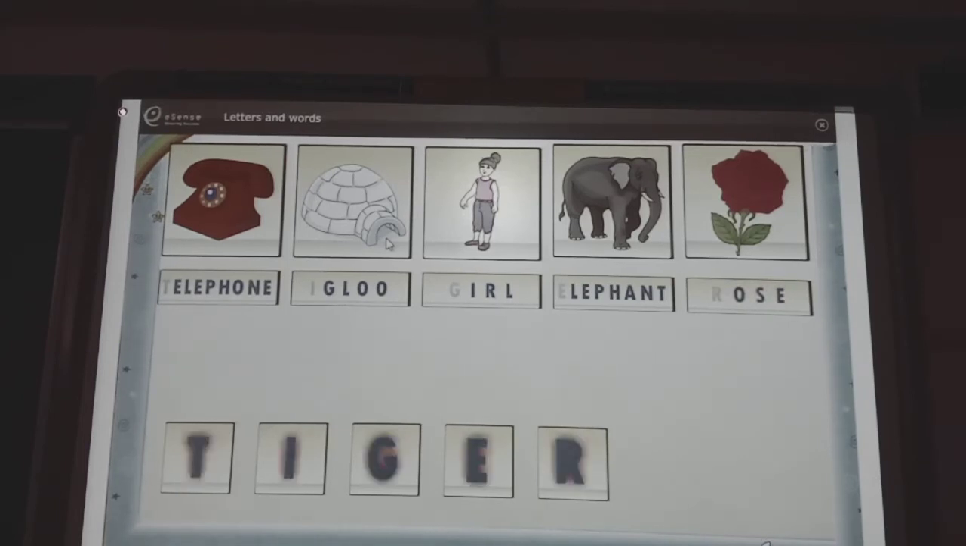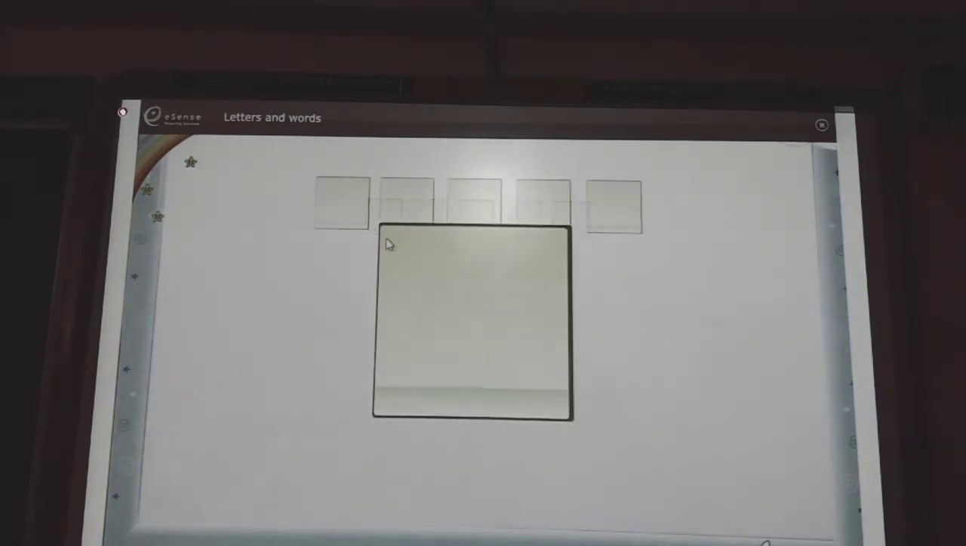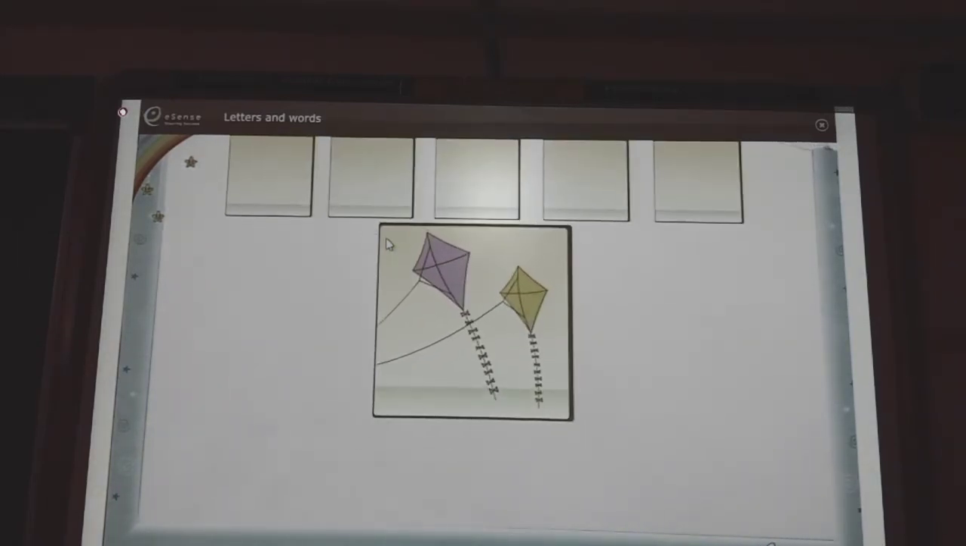Now, let us read out the letters. T, I, G, E, R. Tiger. Good. It was quite simple, Rainbow. Now, look at these pictures. Read the names.